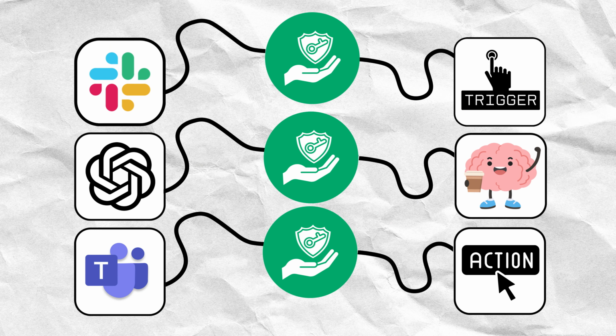For example, if the trigger listens to a Slack message, it needs access to Slack. If your action updates a Google Sheet, then it needs access to Google Sheets. It's not really complicated. Each tool connection is just a credential. It's your way to tell N8N, hey, you are allowed to use this app for this specific workflow.